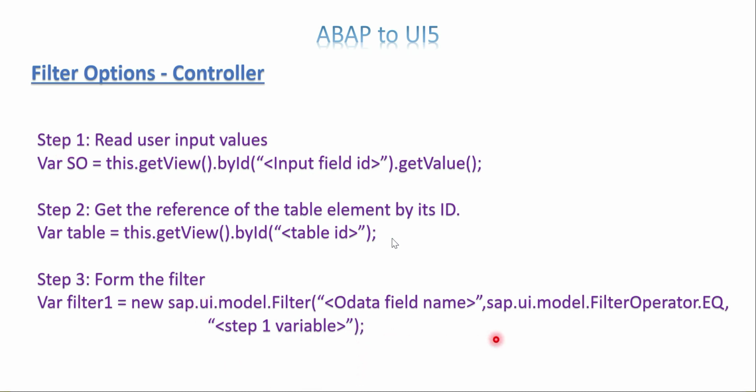Okay, and you can have different operators: equal, less than, contains. We'll see them maybe in the next few slides, or you can just play around with what other operators are available and make use of them based on your user requirement. So these are the three simple steps: get the user input in a variable, get the reference of your table which has all the data, and form a filter option with the variable as well.